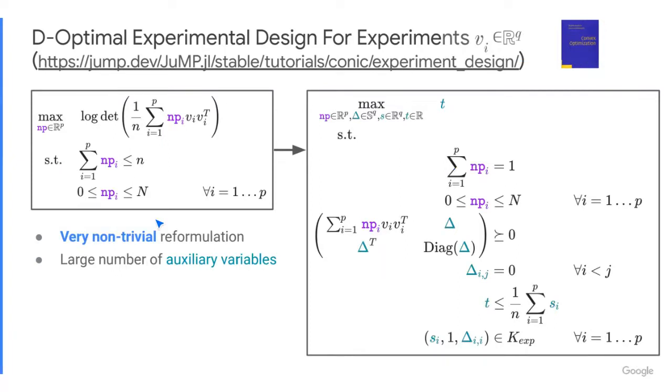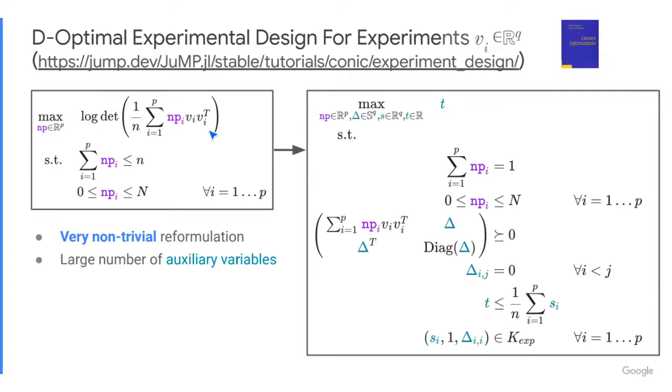The key that we want to look at is we have some variables that tell me how many times I'm picking a given experiment. And with those numbers, I can build this matrix over here that is going to be related to the variance or the covariance matrix of my estimator. And I want to make that matrix small. And to make that matrix small, I need to come up with some scalarization of small for a matrix.